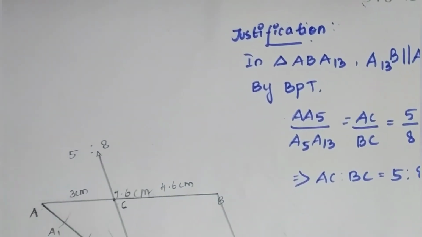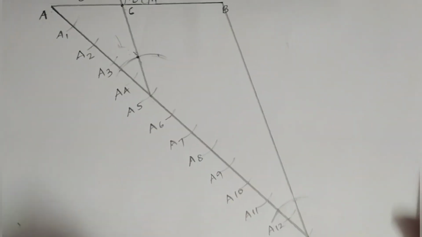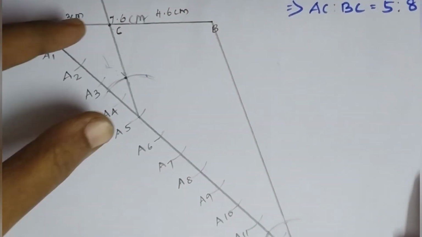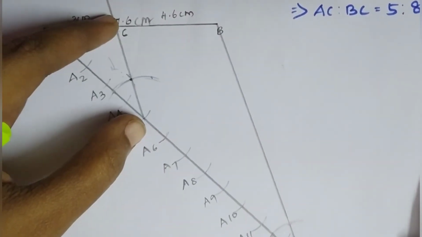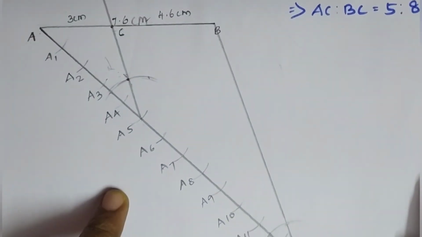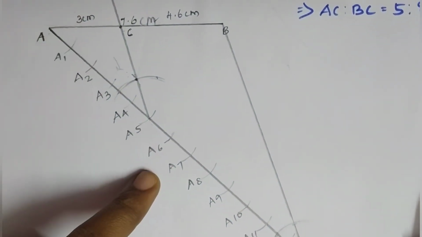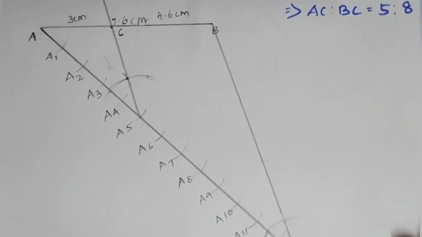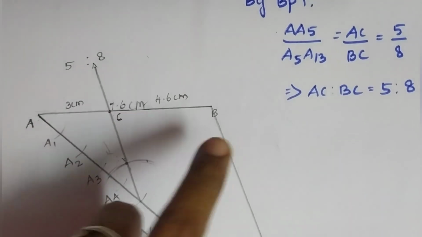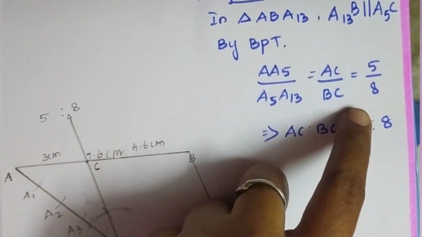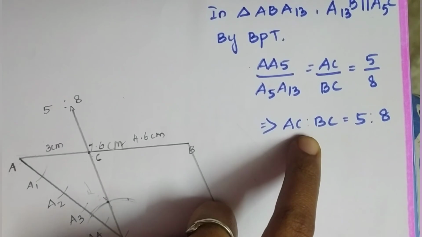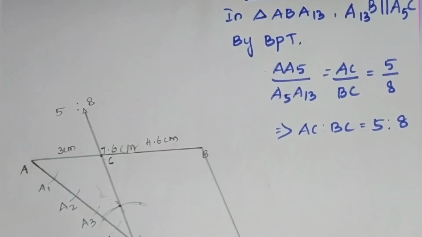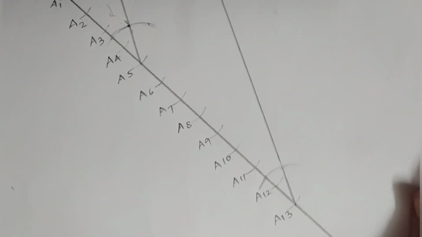This is our justification. See here, this is a triangle. A13B and A5C are the parallel lines. I can apply the BPT theorem here, and I can tell that the sides are in the same ratio. So AC divided by BC is equal to 5/8. Therefore, AC is to BC is equal to 5:8. Clear all of you? Thank you.